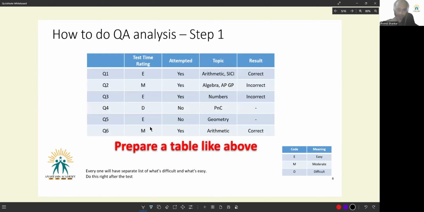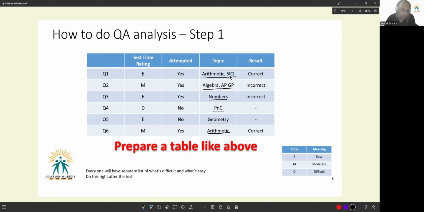Let's talk of QA. Very much like DILR, right after the test, look at the test time rating, whatever you had given to it. Did you attempt it? Yes, no. And then think, what topic do you think this question was from?